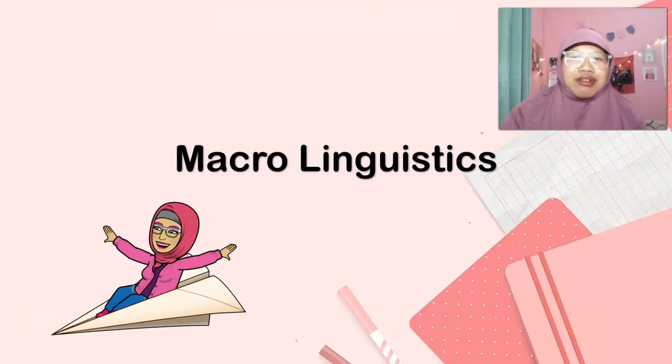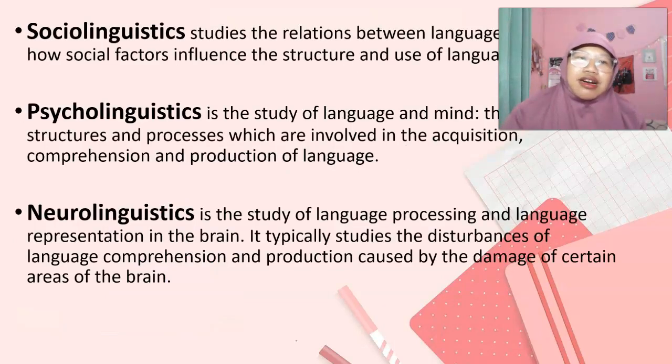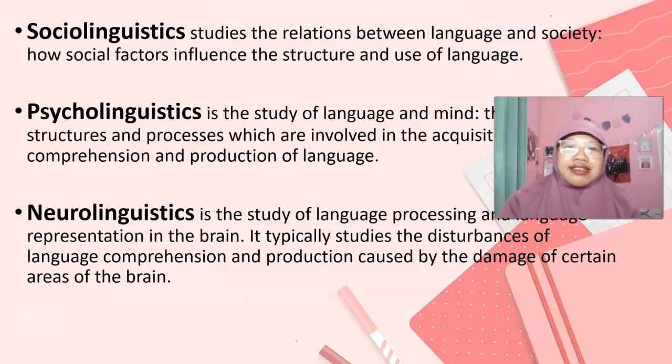Now let's jump into macrolinguistics. We will learn about sociolinguistics, and it deals with our culture, our dialect, our accent, and you will learn about languages in different areas. For example, British English, American English, Australian English, and how they are different.